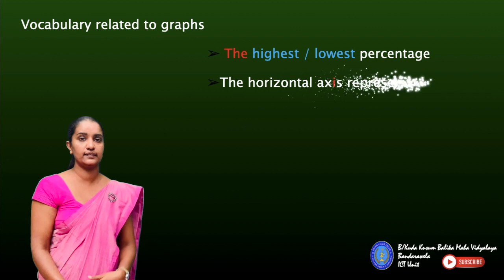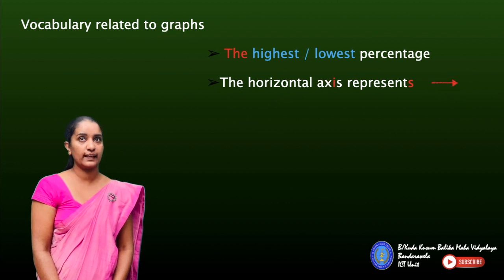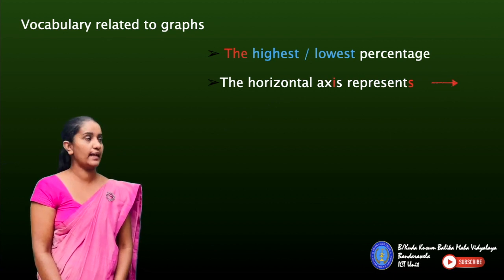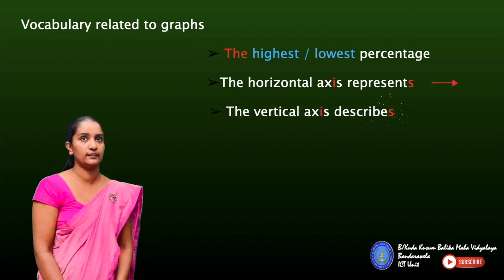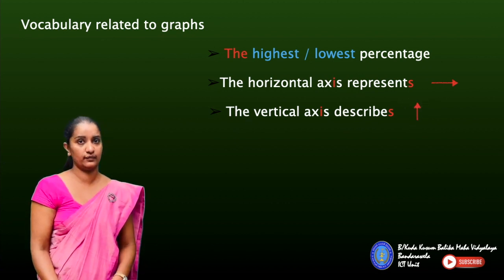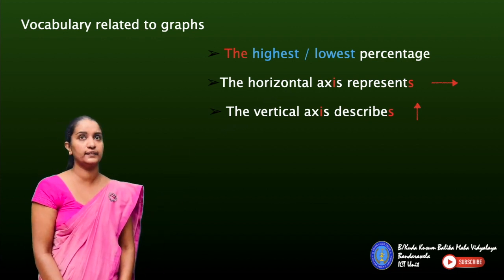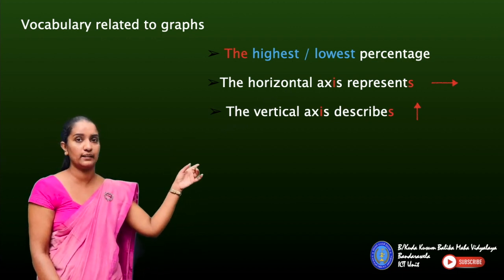And the next area is also very important. You should know the axis. The horizontal axis represents and the vertical axis describes. Either you can use represent or describe, whatever it is. But look at the letters I have written in red color.